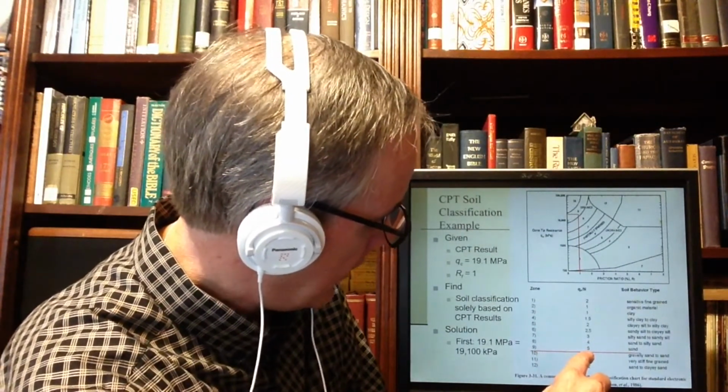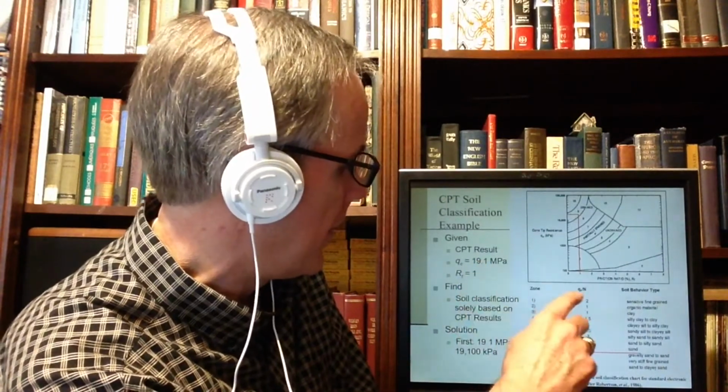So you basically line it up like this. You've got friction ratio, and you come up. 19,000 is about here. You come out, and you're in zone 9. What does zone 9 mean? Zone 9 means QC over N is 5, which is a ratio between the QC and the N value. But most important, it's a sand.